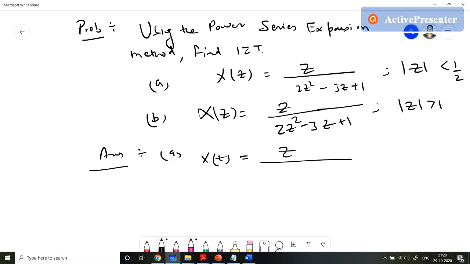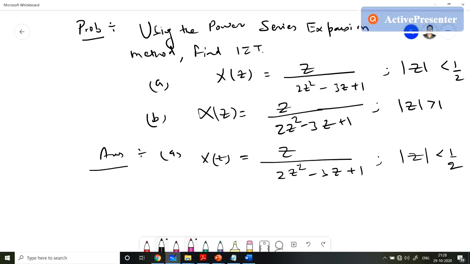It is z divided by 2z square minus 3z plus 1. What we are going to do is find the inverse z transform. The first question has the ROC given, that is modulus of z is less than 1 by 2. So we can apply the long division method to find the inverse z transform.